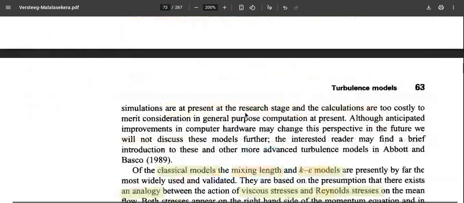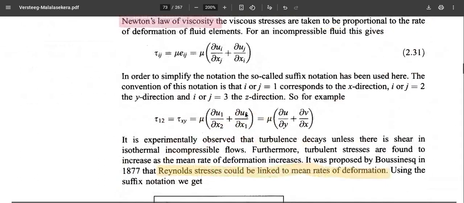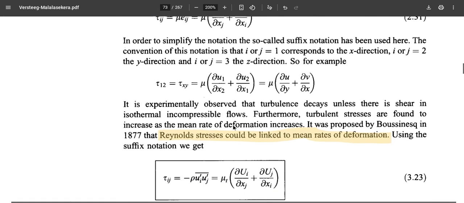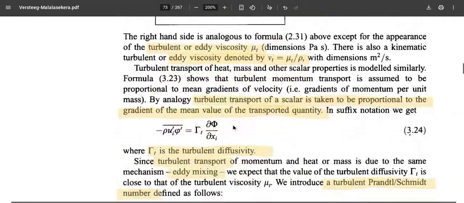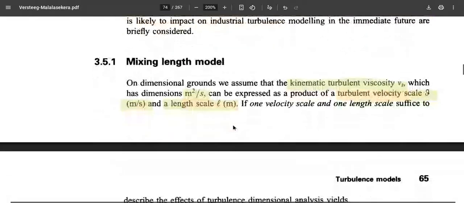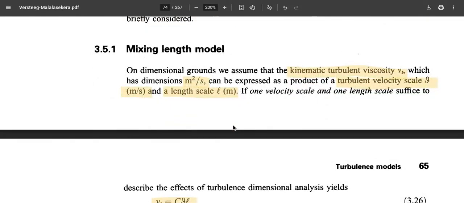So in this video we see how those zero equation models and k-epsilon models utilize the constitutive Newton's law. Similar to Newton's law of viscosity, we express the turbulent viscosity, and the turbulent viscosity has to be calculated. So in this video we see the zero equation model, also called the mixing length model. This mixing length model uses an algebraic expression to compute the turbulent viscosity.